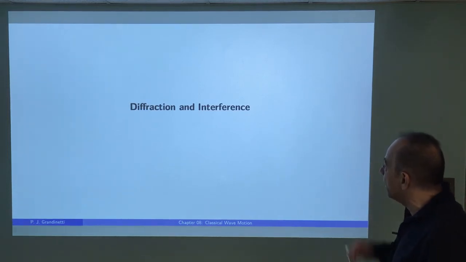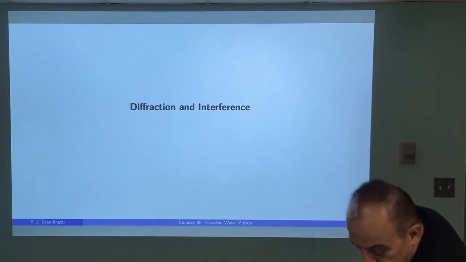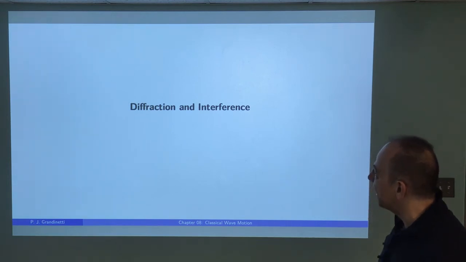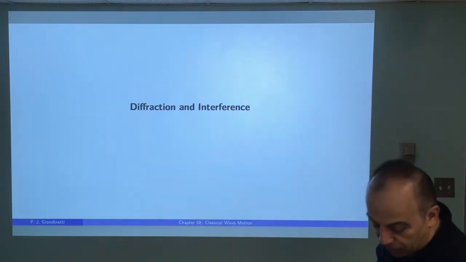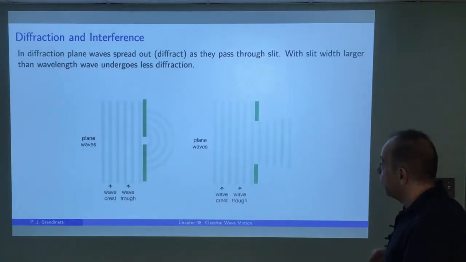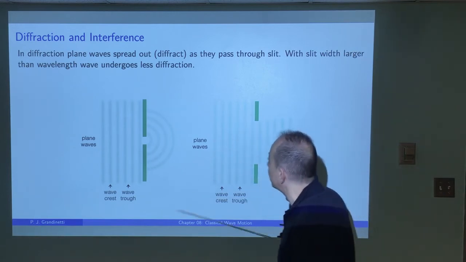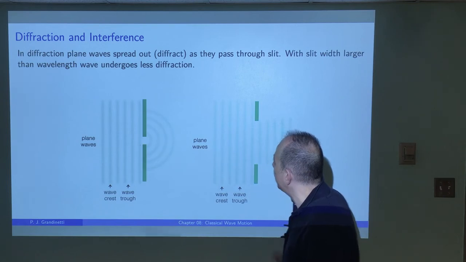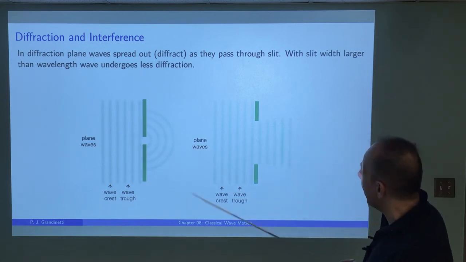All right, now finally what we're going to do is finish up this chapter by looking at the phenomena of diffraction and interference. I'm only going to look at this in a very qualitative way. We're not going to get into any quantitative detail of how this occurs. But if you learn anything about waves early in your scientific career, you learn right away that waves diffract when they pass through a slit.